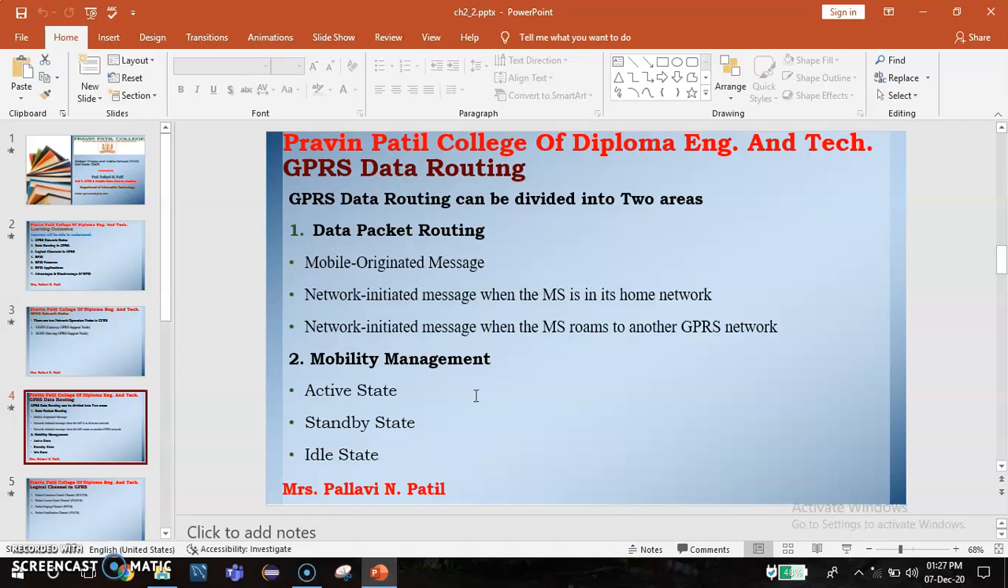In mobility management, there is active state, standby state, and idle state. The active state means the data is transmitted between the MS and the GPRS network only when the MS is in the active state.